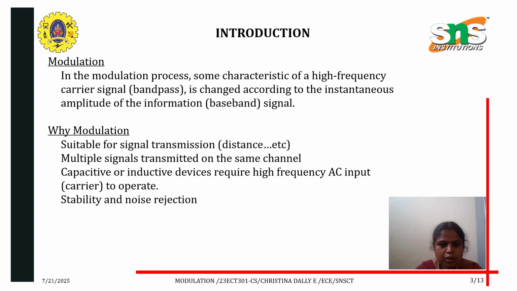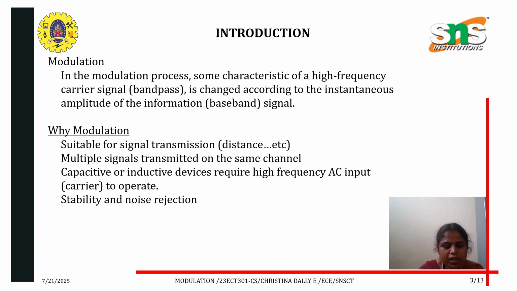Before entering into modulation and its types, we have to know what we mean by modulation. In the modulation process, some characteristic of a high frequency carrier signal is changed according to the instantaneous amplitude of the information signal. Why modulation? It is suitable for signal transmission, and multiple signals can be transmitted on the same channel. Capacitive or inductive devices require high frequency, stability and noise rejection.